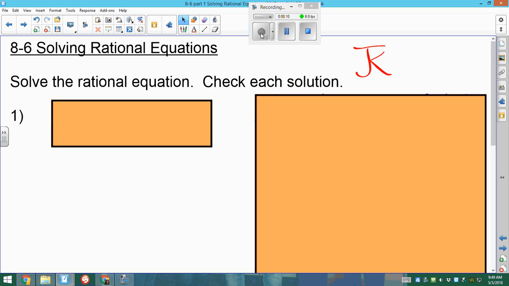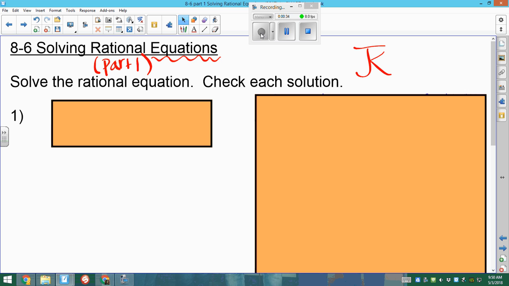We're going to spend two separate lessons in 8.6, 2 days in 8.6, and today we're doing part 1, which is solving rational equations. So a little different from what we have been working on, and maybe you want to note that this is part 1 of a 2-day lesson. So equations are definitely different from the expressions that we've been working with because there is an equal sign.